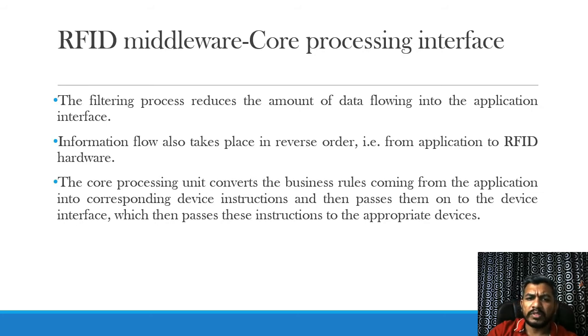The core processing interface converts the business rules, logic, or whatever calculations or manipulations are done by the application into corresponding device instructions. These are then passed to the device interface, which passes them to the appropriate devices, that is, the hardware or the tags, whichever is necessary.